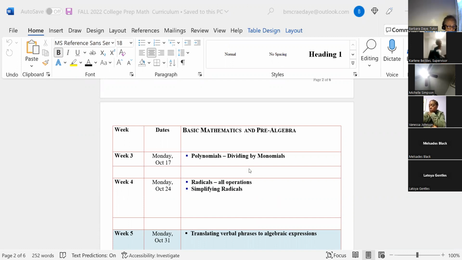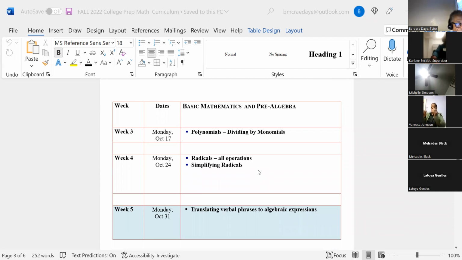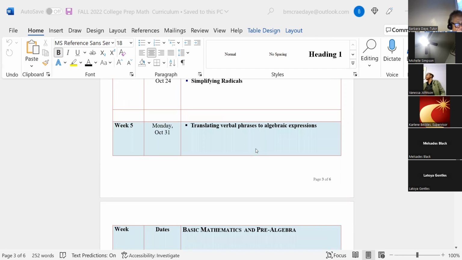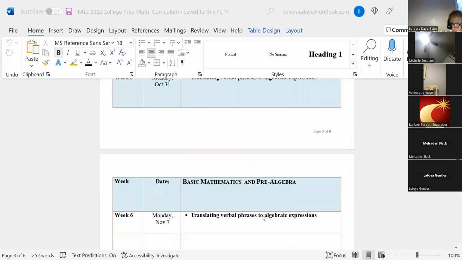After this Monday, we come back on the 17th, and we will still be doing polynomials, addition, subtraction, and we'll probably start with multiplication. Then the next Monday, we'll be dividing by monomials. Then we'll get into radicals, all the operations, and simplifying them. You've done translating verbal phrases into algebraic ones. You know those terms: sum for addition, difference for subtraction, product for multiplication, quotient for division. We'll be doing that for a couple of weeks.